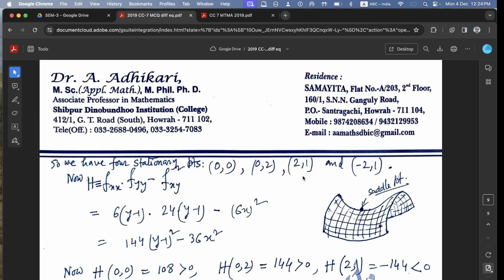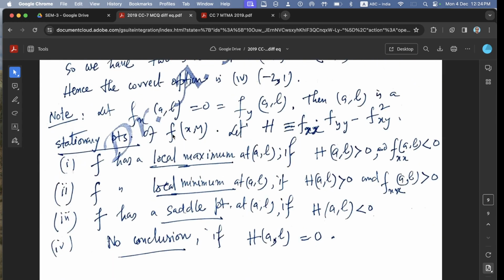And note that for these stationary points, obviously fx(a, b) equals 0 and fy(a, b) equals 0, and let h equal fxx into fyy minus fxy square. f has a local maximum at (a, b) if h(a, b) is greater than 0 and fxx(a, b) is less than 0. f has a local minimum at (a, b) if h(a, b) is greater than 0 and fxx(a, b) is greater than 0. f has a saddle point at (a, b) if h(a, b) is less than 0. No conclusion if h(a, b) equals 0.